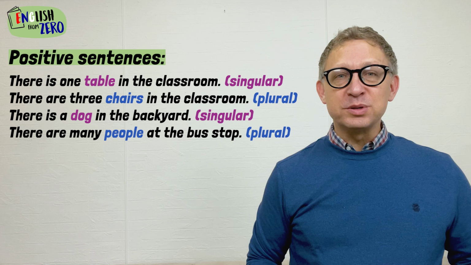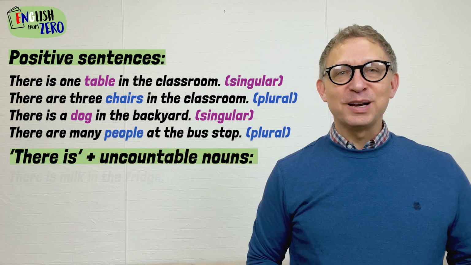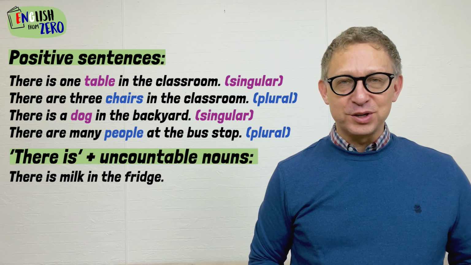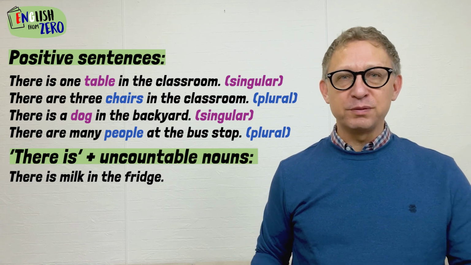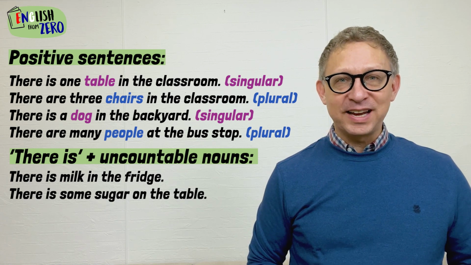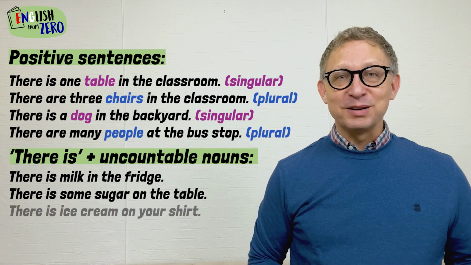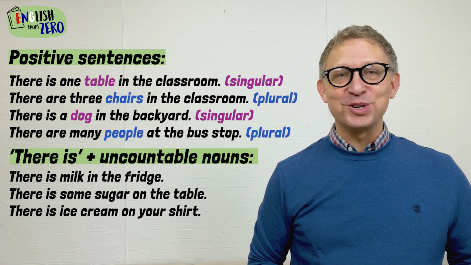We also use there is with uncountable nouns. There is milk in the fridge. The fridge is the refrigerator. There is some sugar on the table. Sugar is uncountable. There is ice cream on your shirt.